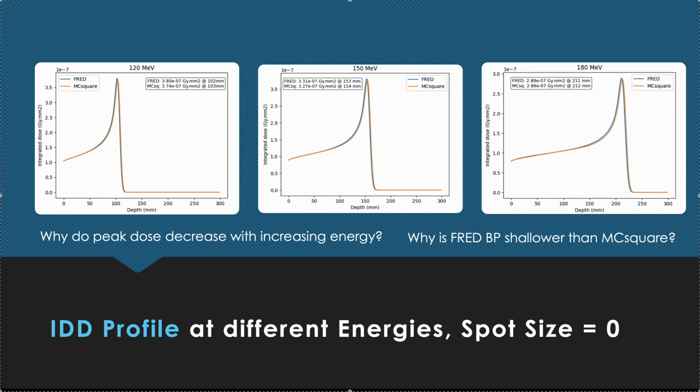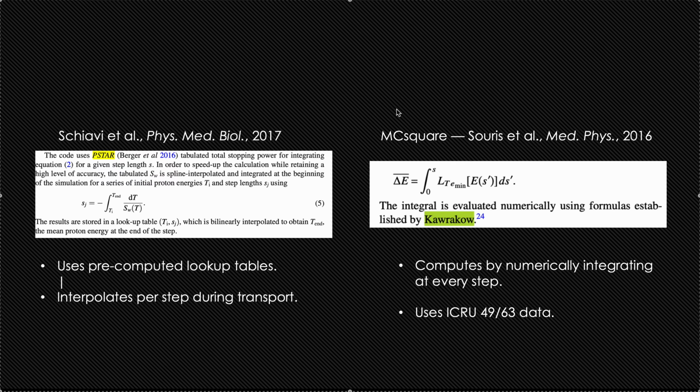So that happens because of the physics behind this algorithm, or behind these Monte Carlo codes. In Fred, they use pre-computed lookup tables. They use data from PSTAR. They compute how much energy will be lost for this interaction, and they put it in a table.